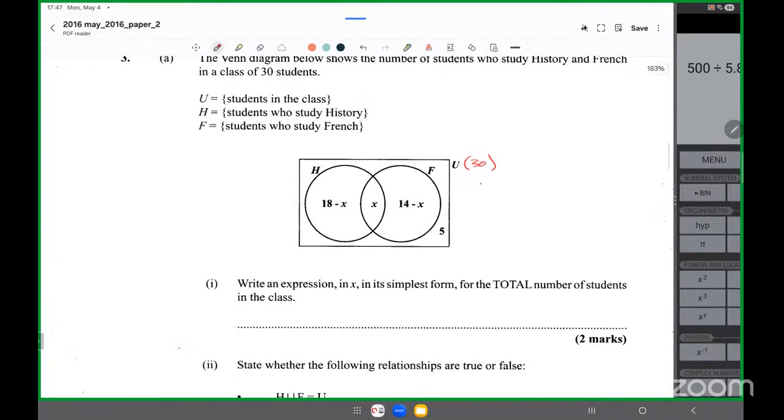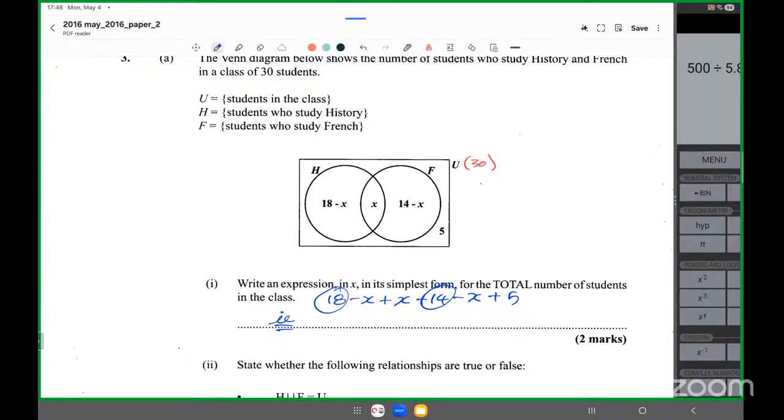Write an expression in x in the simplest form for the total number of students in the class. So everything here you're going to add up, representing the total students in the class. That would be 18 minus x plus 14 minus x plus 5. Let's consolidate. This x and this x, they add up, so we only have a minus 2x left. Let's look at the numbers first. It's 18 and 14. How much is that? 18 and 14 is 32.